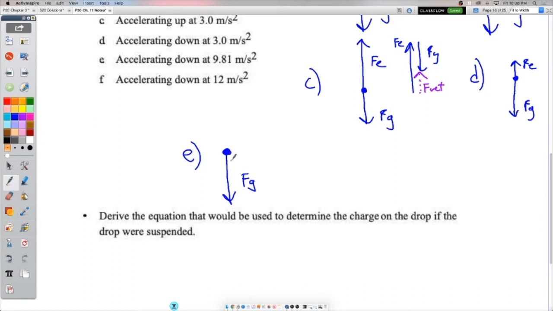But don't overthink it. In the case of Millikan's oil drop, it's just saying we haven't applied an electric force. We haven't made an electric field. We haven't charged the plates. They're neutral. And so the oil drops are essentially in free fall.